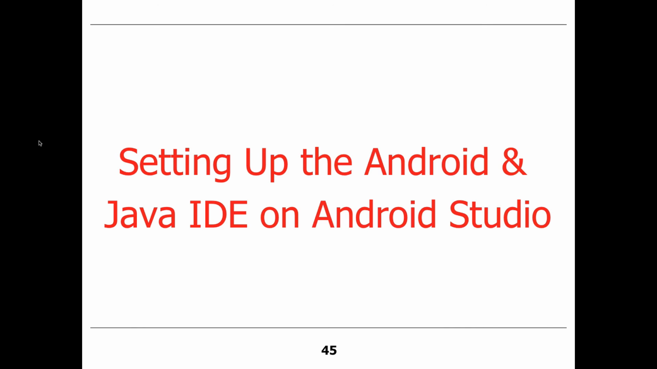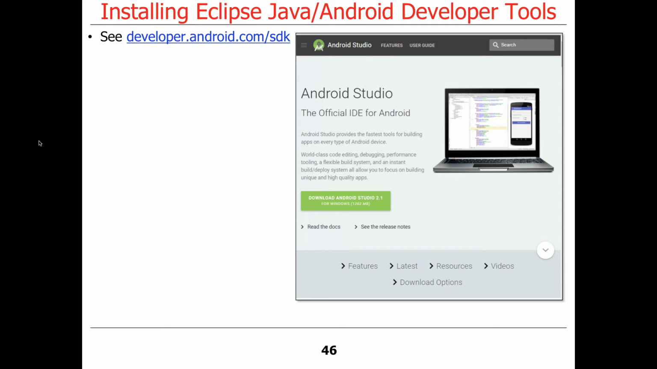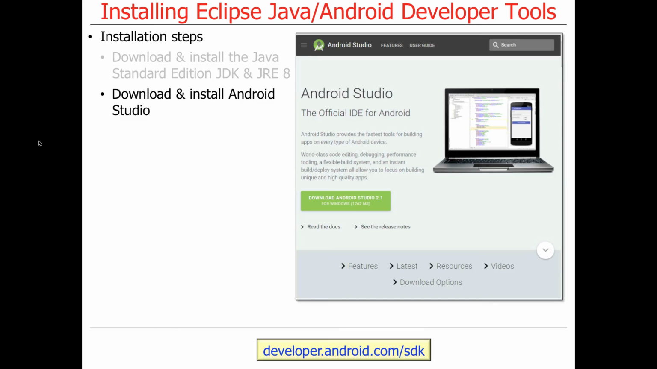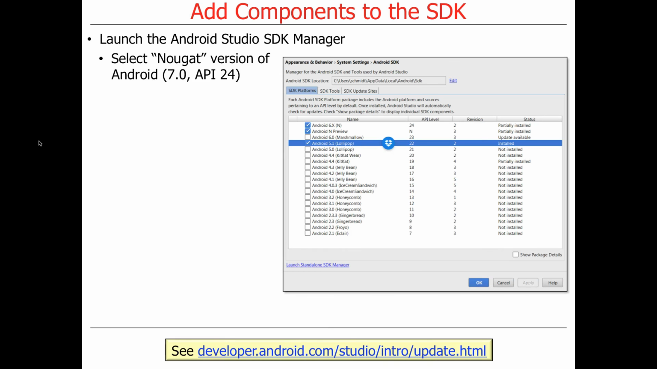A couple things here real quick. Setting up Android and Java in Android Studio. So you can go here to this link and you can download Android Studio. There's a bunch of initialization steps. You have to install the Java Standard Edition, Java JDK and JRE 8. So you can grab that from this link here. You can download and install Android Studio. At this point, these are pretty easy things to do, mercifully. It used to be complicated and tricky, but now it's pretty much just download Android, download Java, away you go.